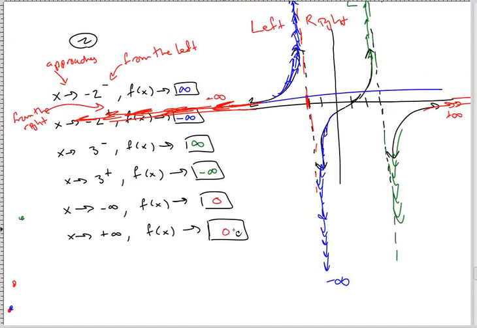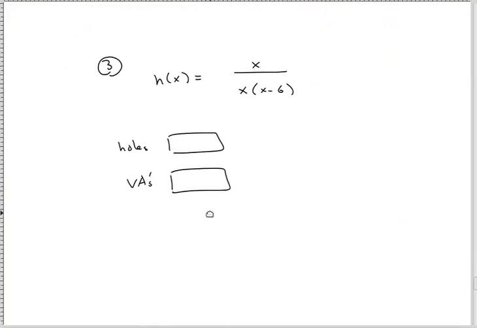You might have a 0 here. You might have an actual number. It just kind of depends on what the graph looks like. So there we go. We did the whole thing, and now we get to move on. Number 3. Seems pretty easy.